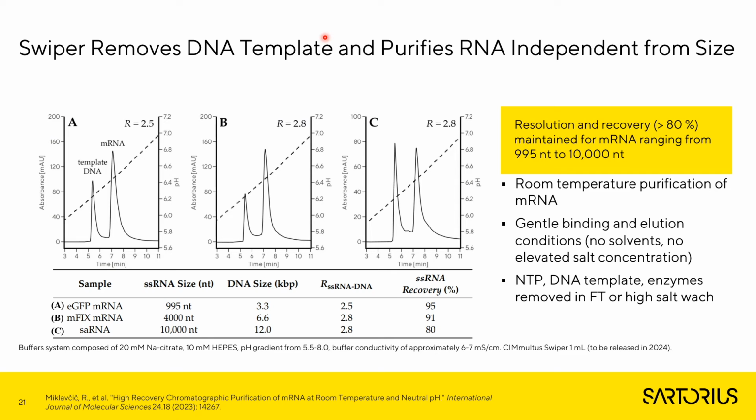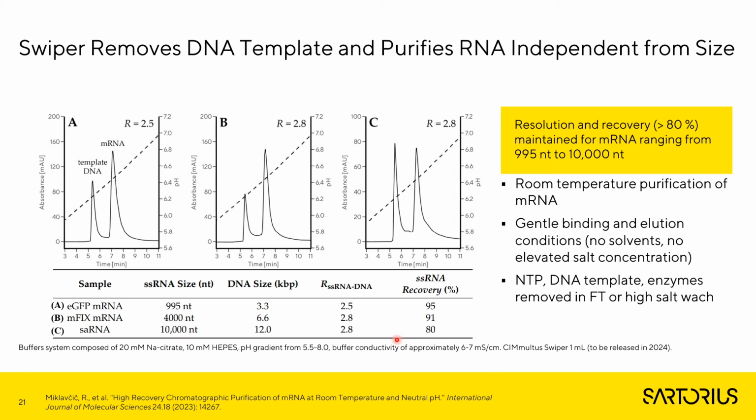But in the case of Swiper, we have seen that we get a very good, very consistent performance for RNA regardless of size, going from a small, let's say 1,000 nucleotide eGFP mRNA, all the way up to a 10,000 nucleotide self-amplifying RNA. We can clearly see on the chromatograms that the resolution, the separation between the DNA template and the RNA molecule is maintained consistent regardless of the size of the construct.